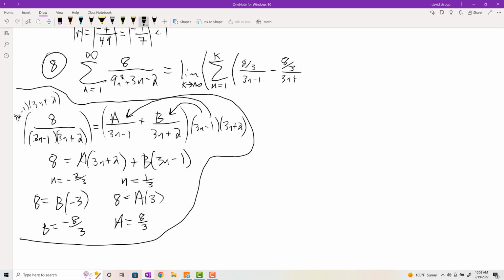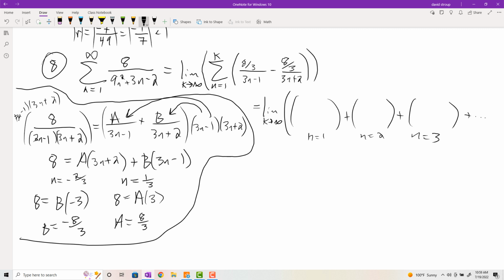Okay. And then you expand it and collapse it, right? So I have the limit as k goes to infinity. I'm going to want to write out the first 3 terms. So n equals 1, n equals 2, and then n equals 3. And you basically just write as many terms as you think you need for you to kind of identify the cancellations. Okay, so I usually just write out the first 3 and then the last 3.